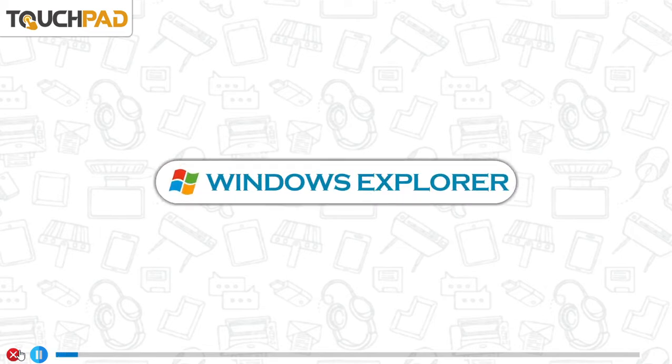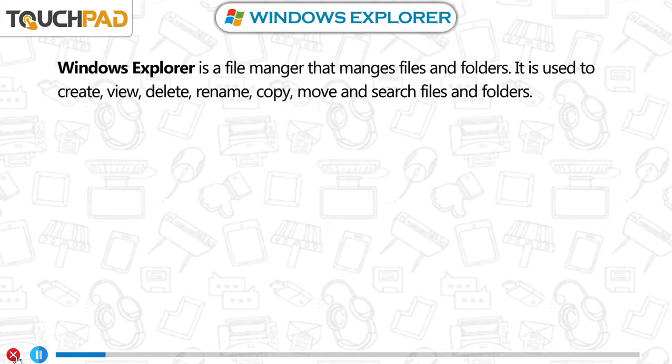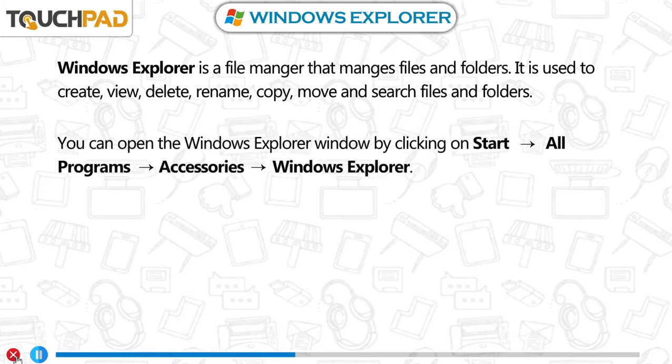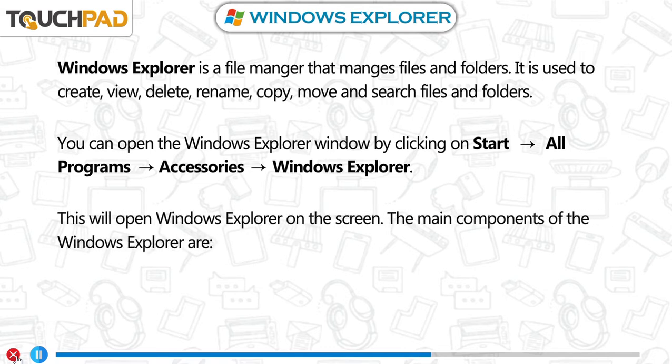Windows Explorer. Windows Explorer is a file manager that manages files and folders. It is used to create, view, delete, rename, copy, move, and search files and folders. You can open the Windows Explorer window by clicking on Start, All Programs, Accessories, Windows Explorer. This will open Windows Explorer on the screen.